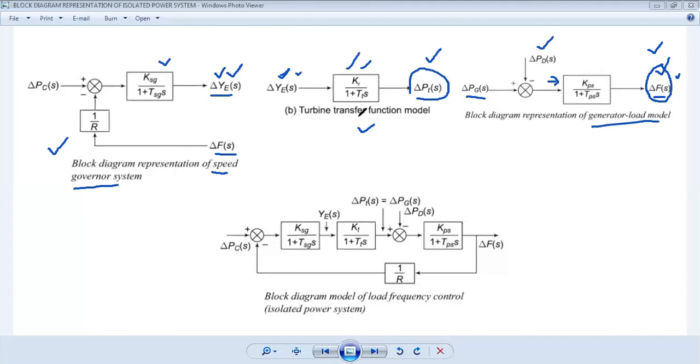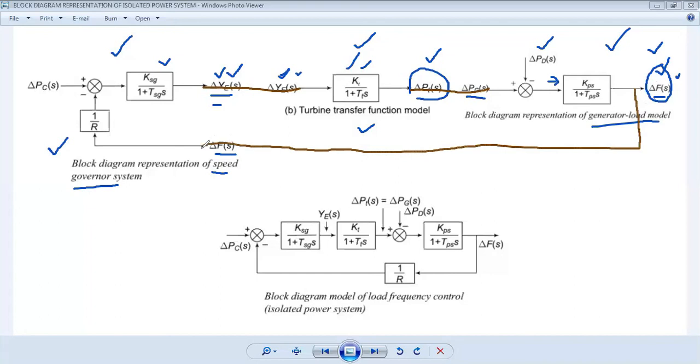If you join all this, you will get the complete block diagram: speed governing system, turbine model, and generator load model. The output of the speed governing system is delta Y of S. It is connected as an input to the turbine, and the output of the turbine is given as an input to the generator load model. The output of the generator load model, or the output of the system, is fed back to the input like this. So this is the complete block diagram of the single area case.